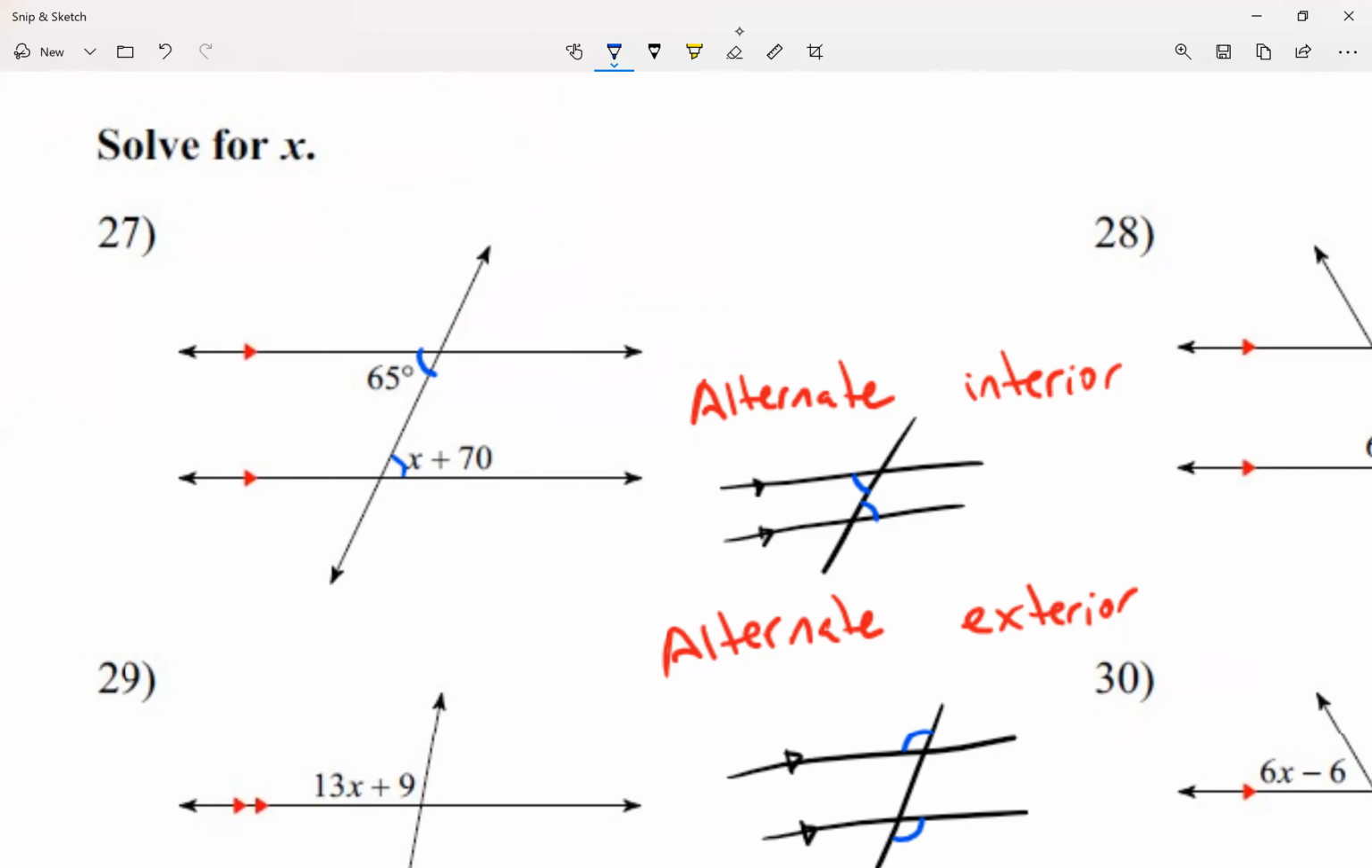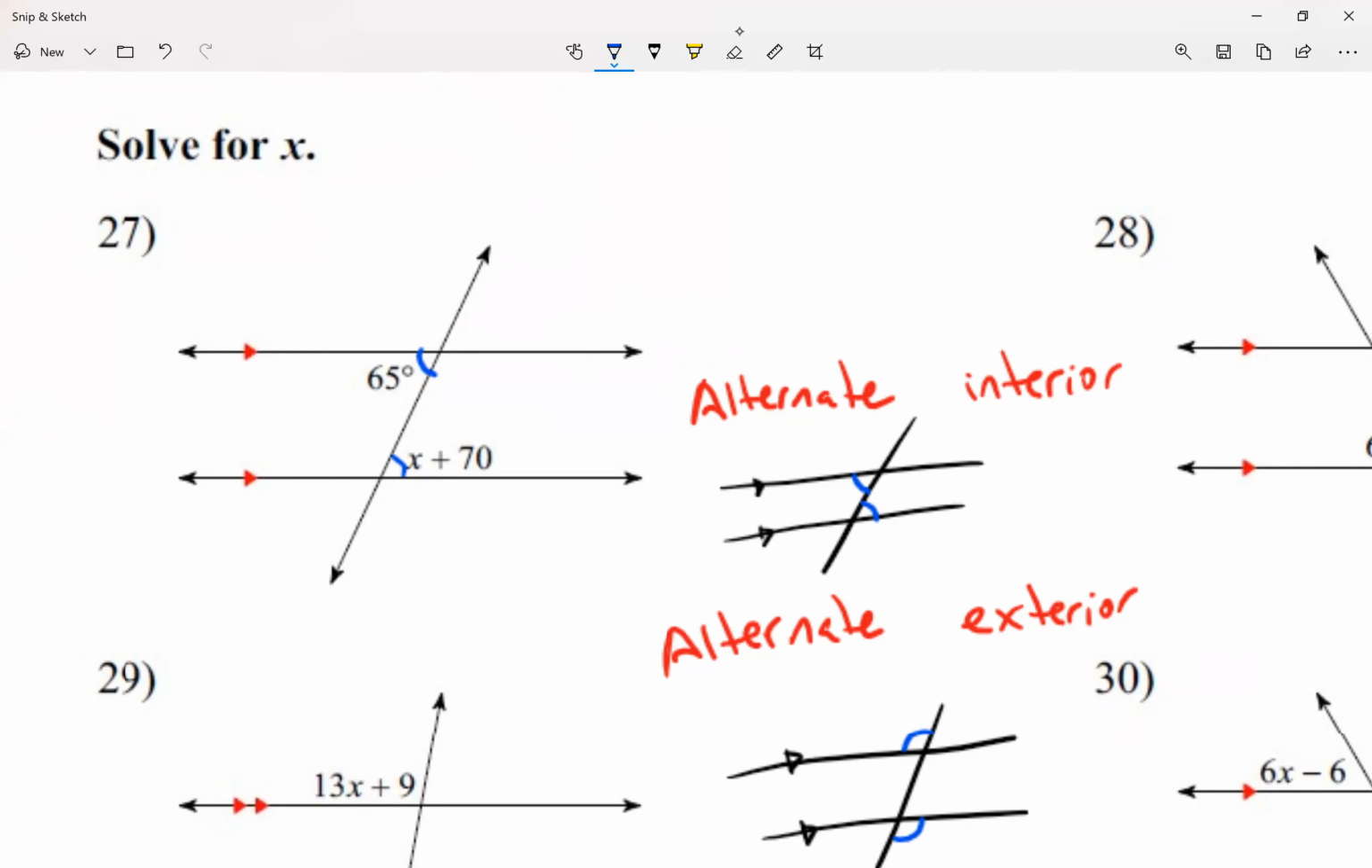Let's take a look at number 30. This is another example of alternate exterior. So I'm just going to go 6x minus 6 equals 4x plus 16. I'm going to separate them to the equal sign. Now I have x's on both sides. I have 6x on the left side and 4x on the right side. I want to combine the x's.